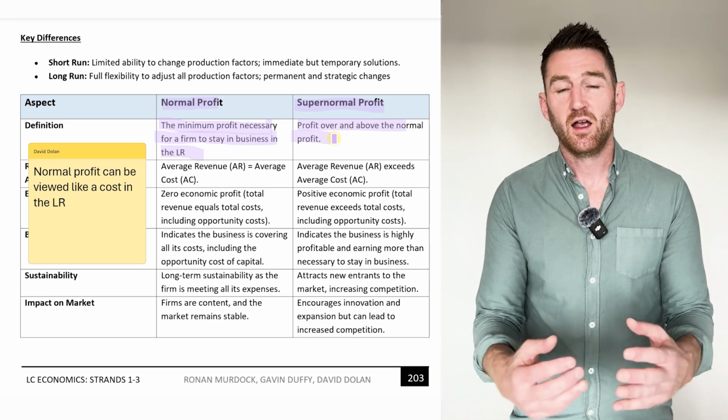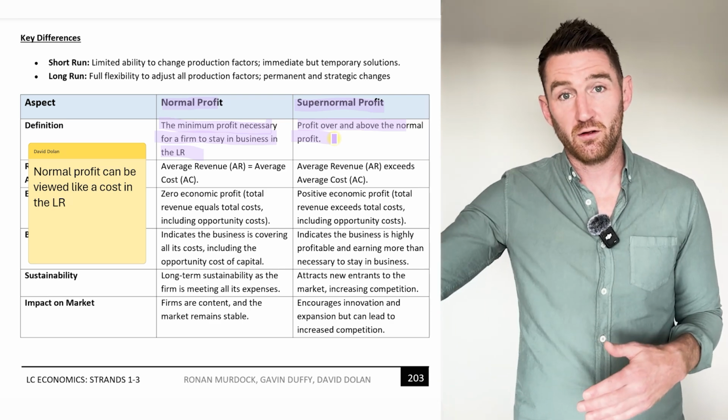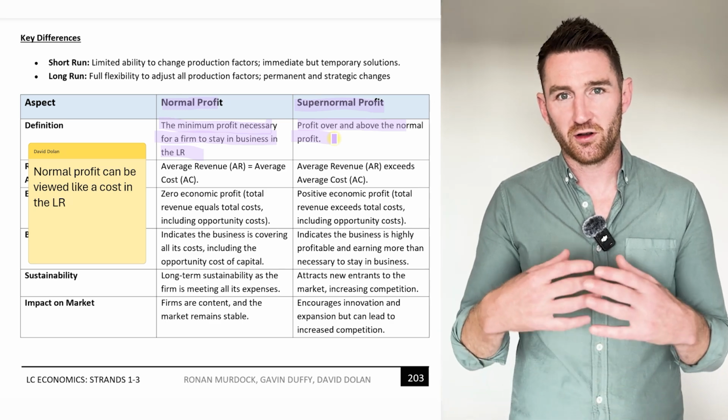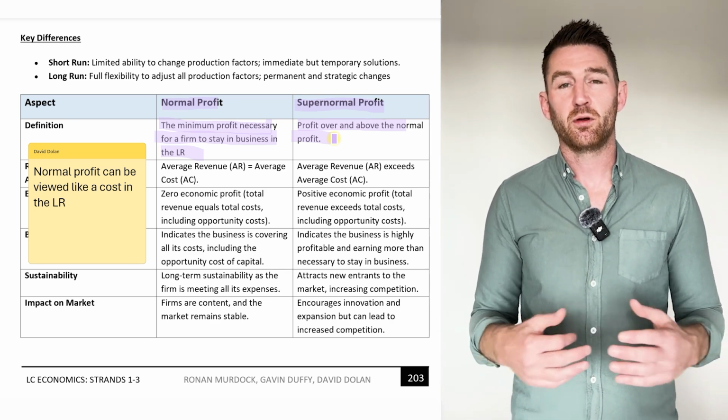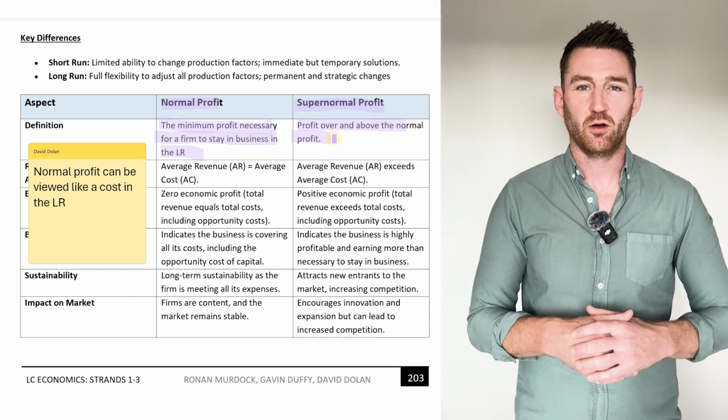That's what it is. So like in that example that we just did, let's say you make 12 grand from that entrepreneurial project or that business project or that job. Well, then you've made 2 grand over and above what you were happy with. So that 2 grand is supernormal profit.